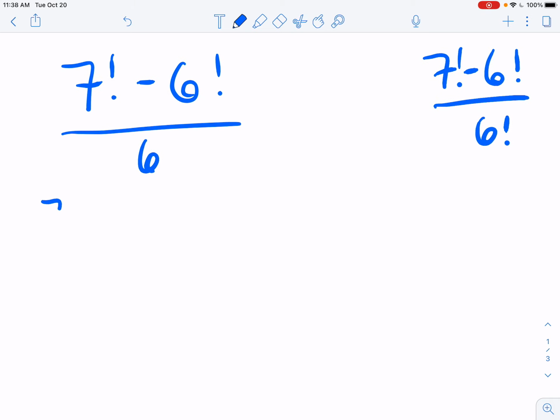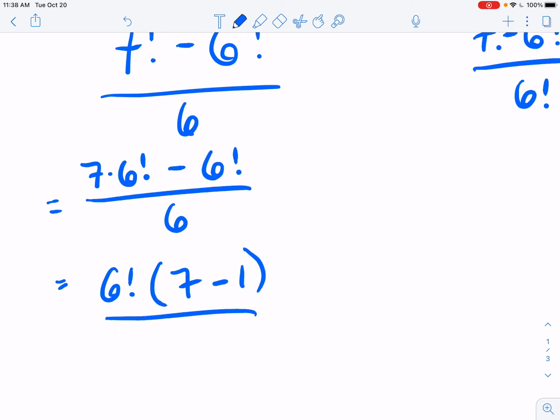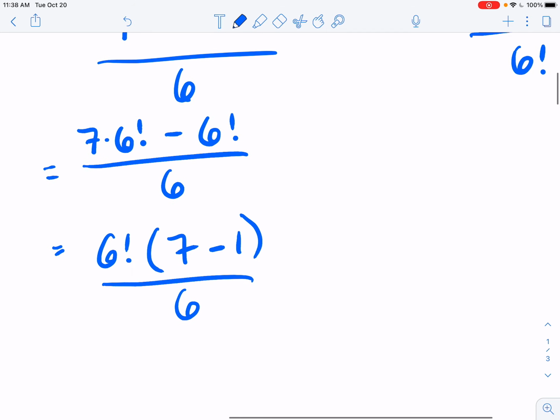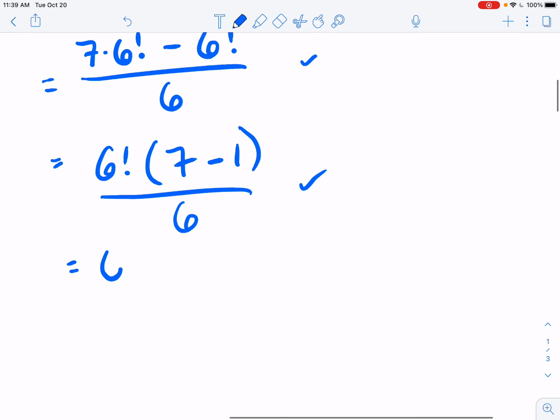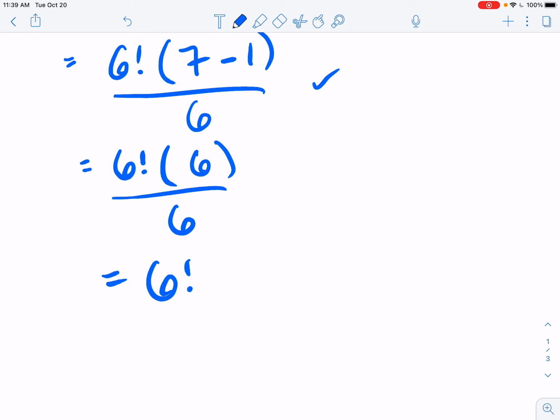On this first one, this is 7 times 6 factorial minus 6 factorial over 6. I can factor out the 6 factorial. Keep in mind that when you write these, you need every step to be true to the one above. That's one mistake I often see, that people will just work where they're working and not keep the whole problem equal to what came before. So don't do that. Notice this is 6 factorial times 6 over 6. The 6 is canceled, and my answer was just 6 factorial.